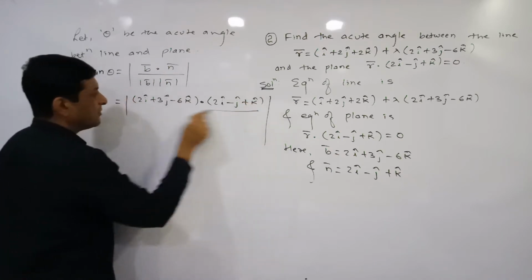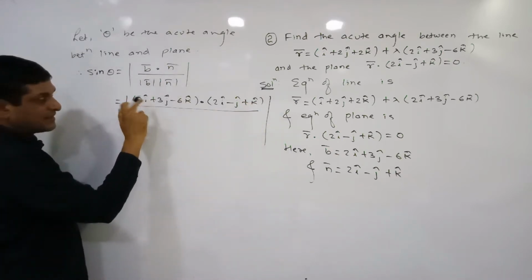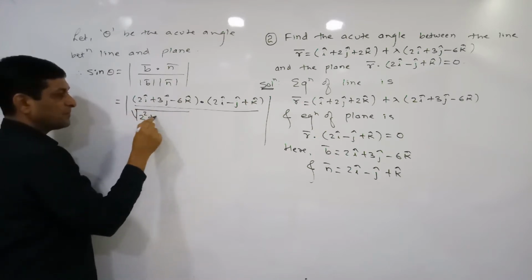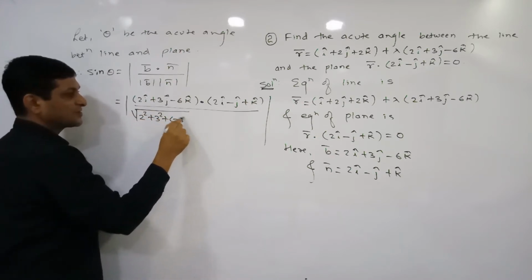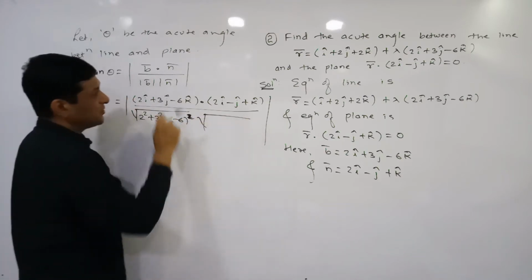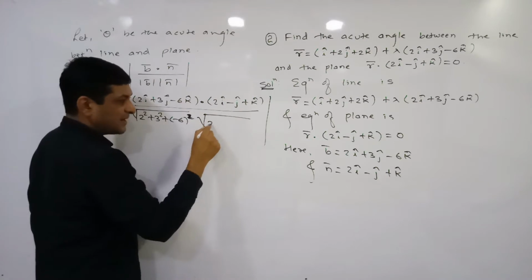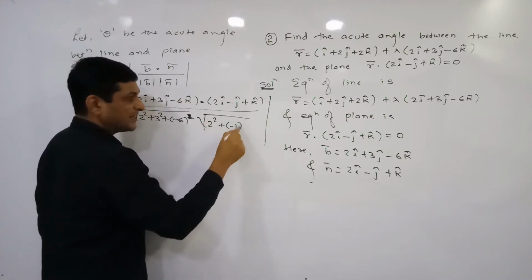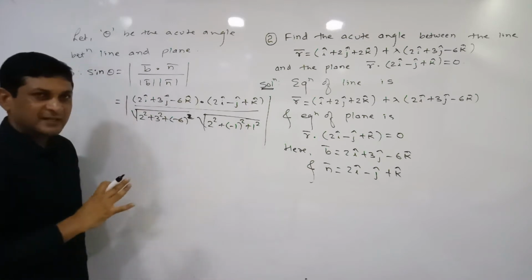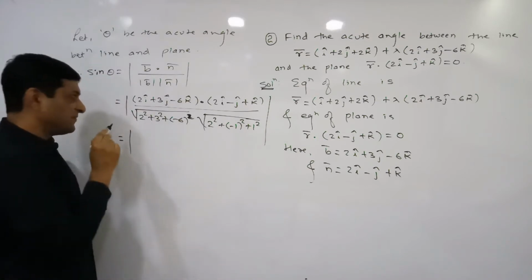In the denominator, magnitude of b bar is under root 2 square plus 3 square plus minus 6 square. Then find the magnitude of n bar. This is the value of n bar, so here we will get 2 square plus minus 1 square plus 1 square. Once the values are substituted, the remaining part is simplification.